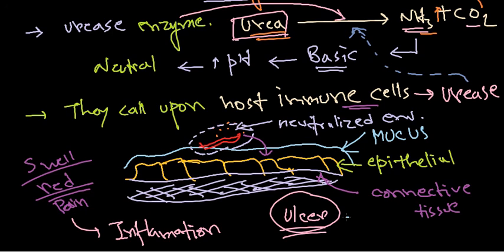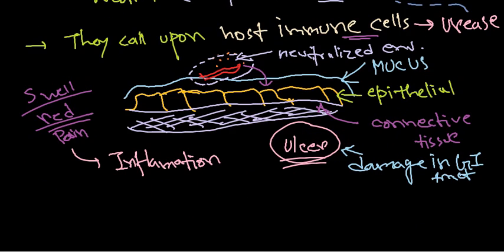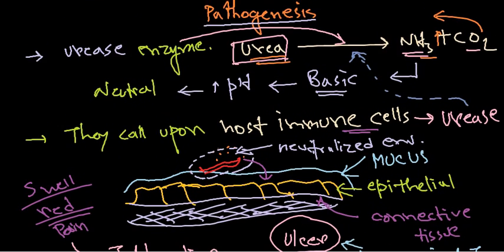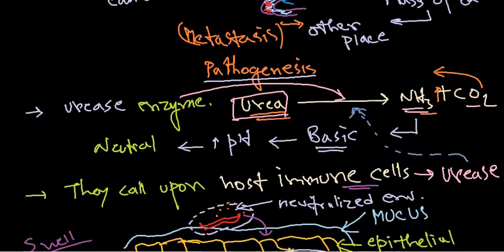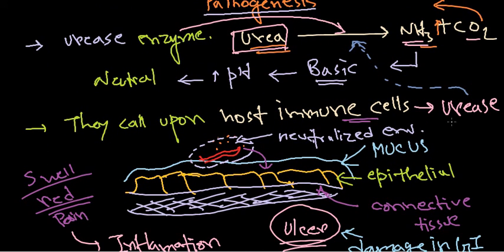So ulcer means, let me write, damage in GI tract, right? So that's called ulcer, and this is caused due to prolonged exposure. So let me write prolonged exposure, right? That's how this bacteria can cause disease, and they can also move from one place to another place. I've already talked about it, and they can cause several kinds of infections and cancer conditions, right? So that's it, and I hope that's helpful.